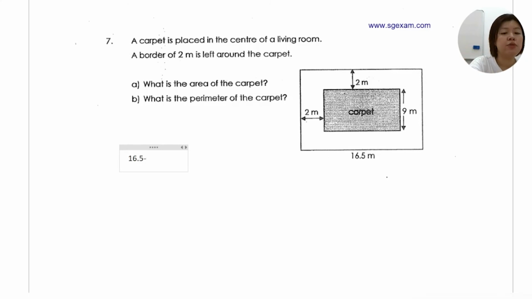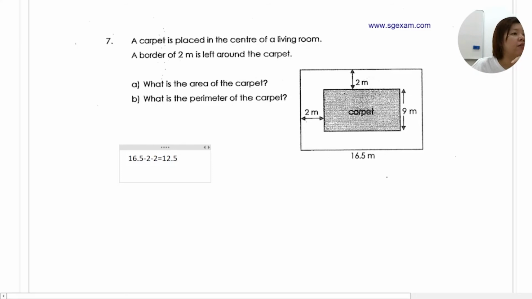So the length will be 16.5 minus 2 meters and minus another 2 meters. It will give you 12.5. So it will be the length of the carpet. The area will be length times breadth.